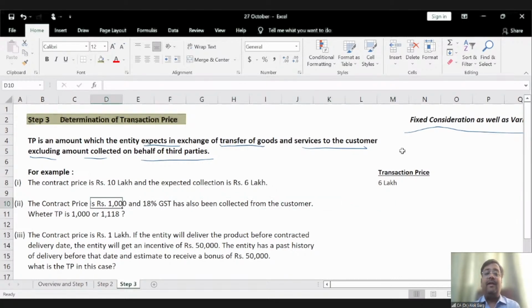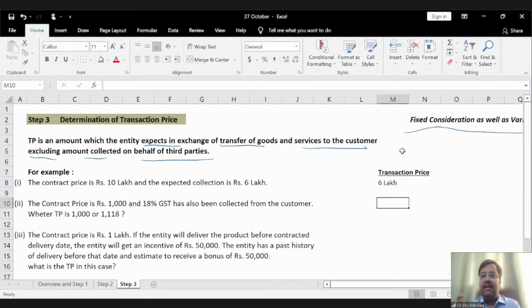Second example: the contract price is rupees 1000 and 18% GST has also been collected from the customer. Whether the transaction price is 1000 or 1000 plus GST, which is 1118 rupees? So friends, what is the definition of transaction price? Transaction price is an amount which the entity expects in exchange of transfer of goods and services to the customer, excluding amounts collected on behalf of third parties.